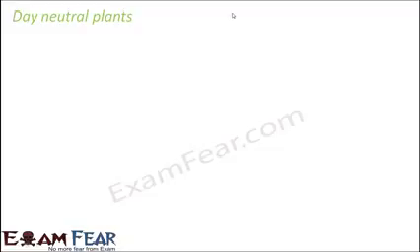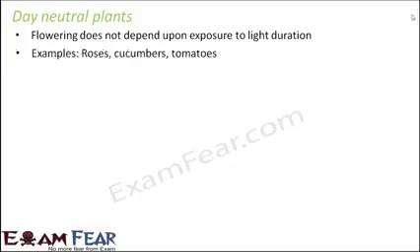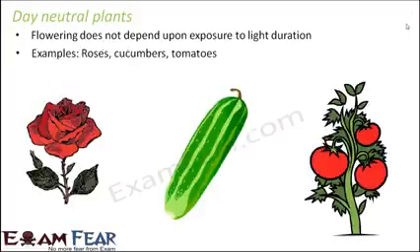The third type of plants are the day neutral plants. For these day neutral plants, flowering does not depend upon the duration of exposure to light. They may initiate flowering after a certain stage or a certain age. So it is kind of independent of how long the days or nights are. Examples of such plants are roses, cucumbers, tomatoes.